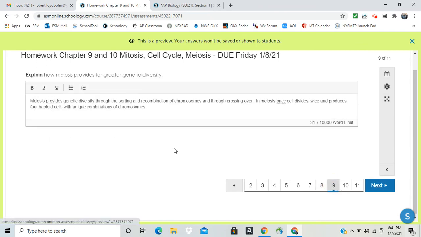Okay, we'll go to number 9. How does meiosis provide for greater genetic diversity? Okay, it does this through the sorting and the recombination of chromosomes, right? Those chromosomes get separated from each other. We create new combinations that didn't exist, and also through crossing over. In meiosis, once the cell divides twice and produces 4 haploid cells with unique combinations of chromosomes, you're going to see variation that you didn't see before. Okay.